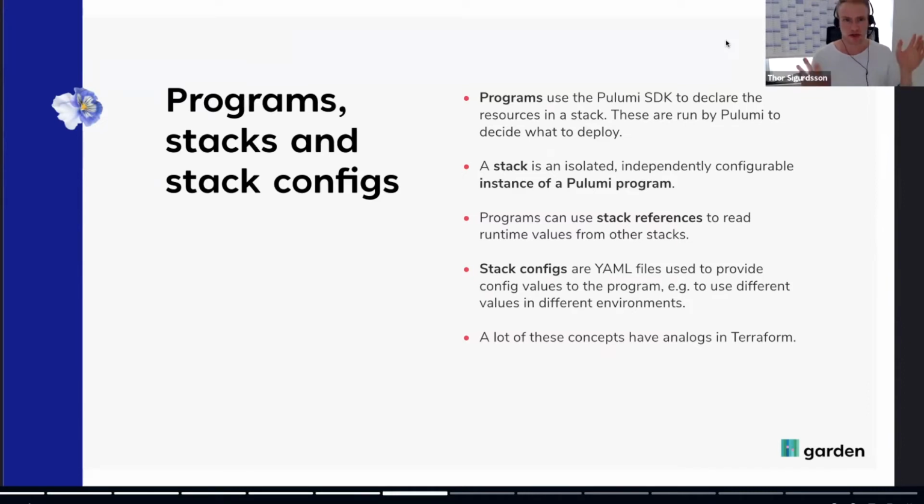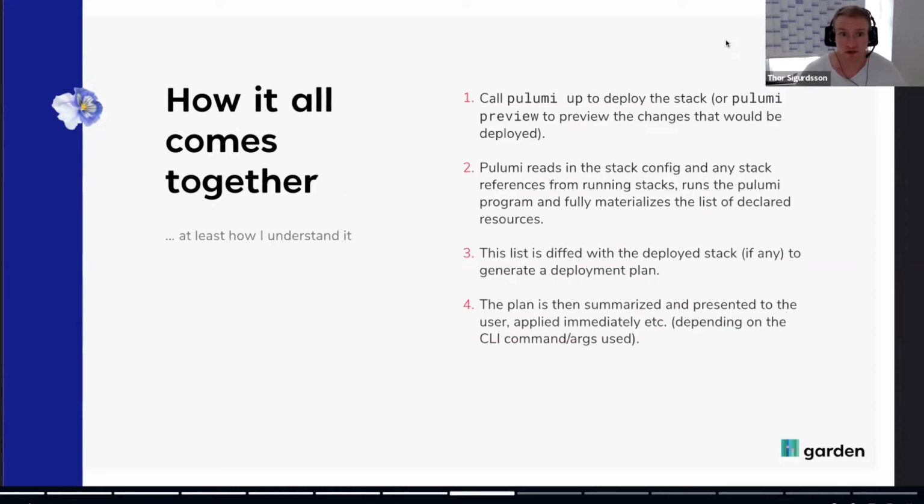Some of these concepts will have analogs in Terraform, and I imagine if you already know Terraform, you would have an easier time picking up Pulumi. So how does it all come together? What actually happens when you run pulumi up or pulumi preview? Pulumi up is the analog to Terraform apply. It's how you deploy the stack. Pulumi preview is like a dry run that prepares a plan and gives you a preview of the changes that would be applied if you ran pulumi up.